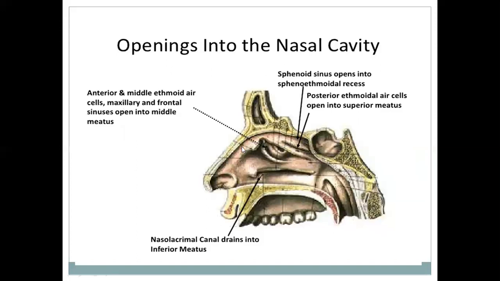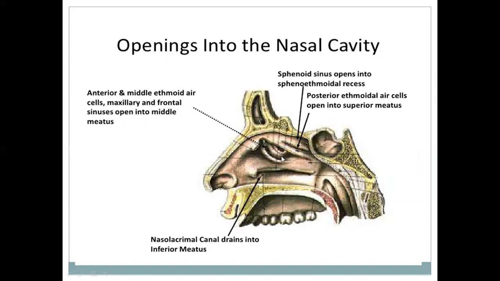So this is again the sphenoethmoidal recess. This recess receives the opening of the sphenoidal sinus here, because this is the sphenoid bone, and the superior and middle conchae are part of the ethmoid bone. So this is called the sphenoethmoidal recess. This is the superior concha, this is the superior meatus, which receives the posterior ethmoidal air cells.